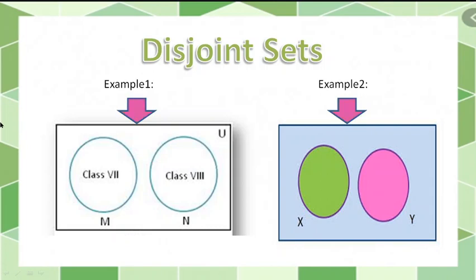We can understand the concept of disjoint sets with the help of these two examples which are represented with the help of Venn diagrams. It means two different sets which don't have anything common. Here also in example 2 we have two sets which don't have anything common.